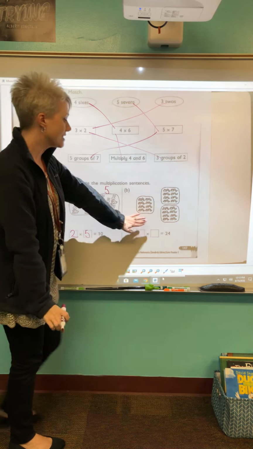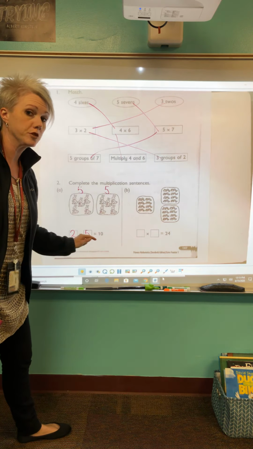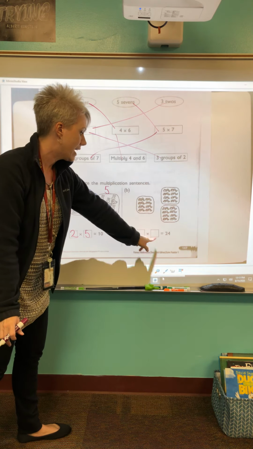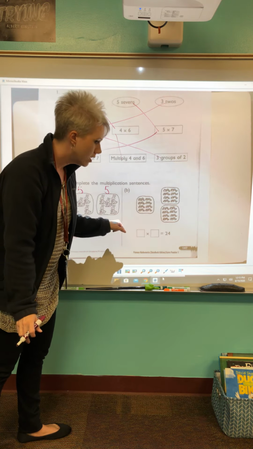So you're going to do the same thing here with this one. The first number is going to be how many groups you have, times how many in each group. So you're going to count how many little worms or snakes there are. You're going to count first how many groups you have, and then how many worms or snakes or whatever is in the group.